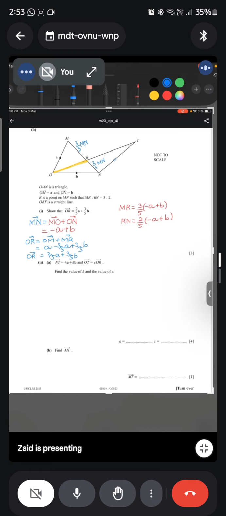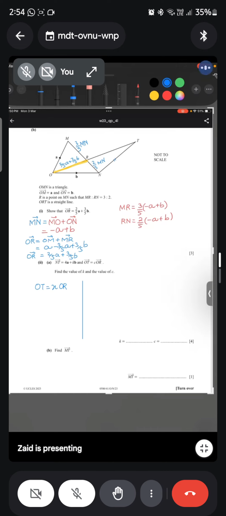So we have got OR. OR is how much? OR is 2 upon 5A plus 3 upon 5B. Okay, so that is OR. Basically OT is a part of this. So what I can say is OT, if I multiply it with a constant, is a certain ratio of OR, isn't it?